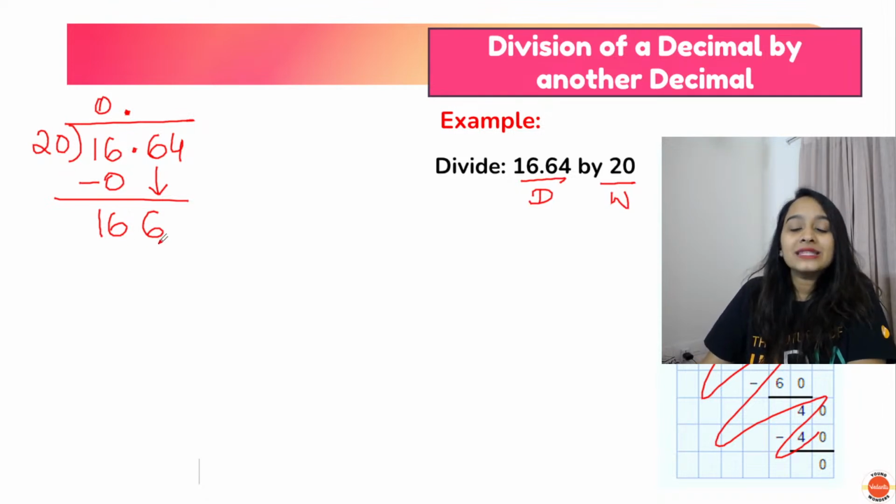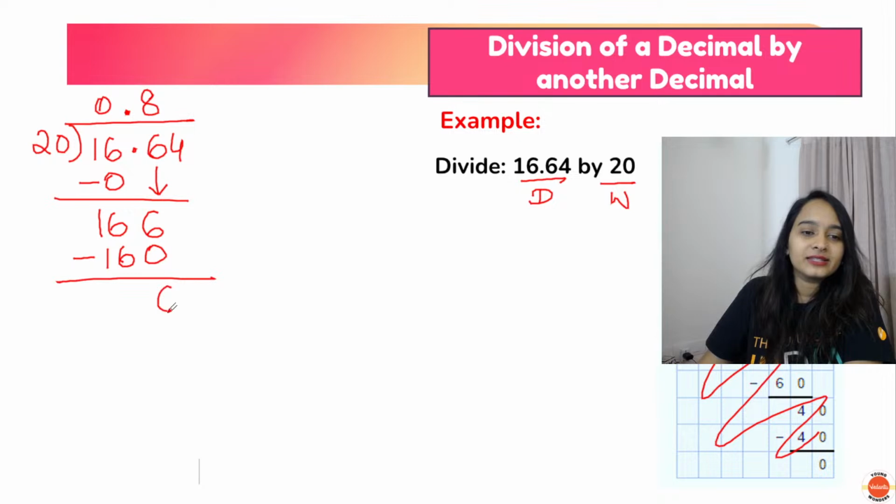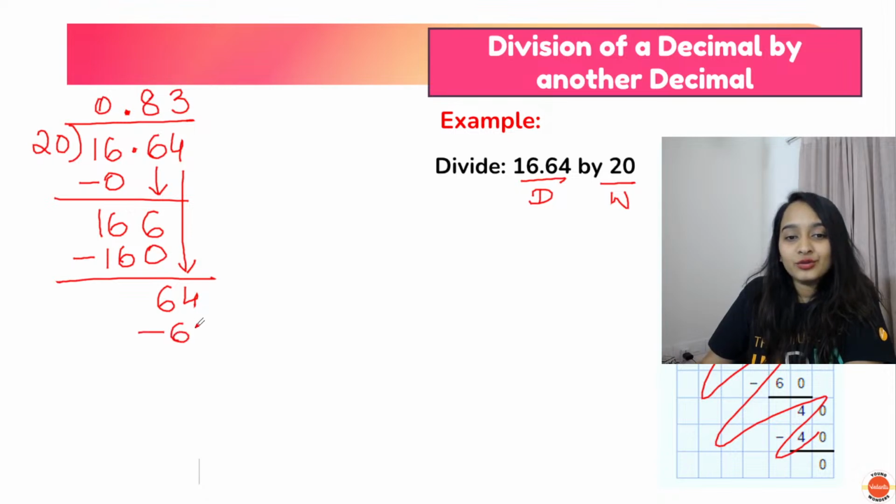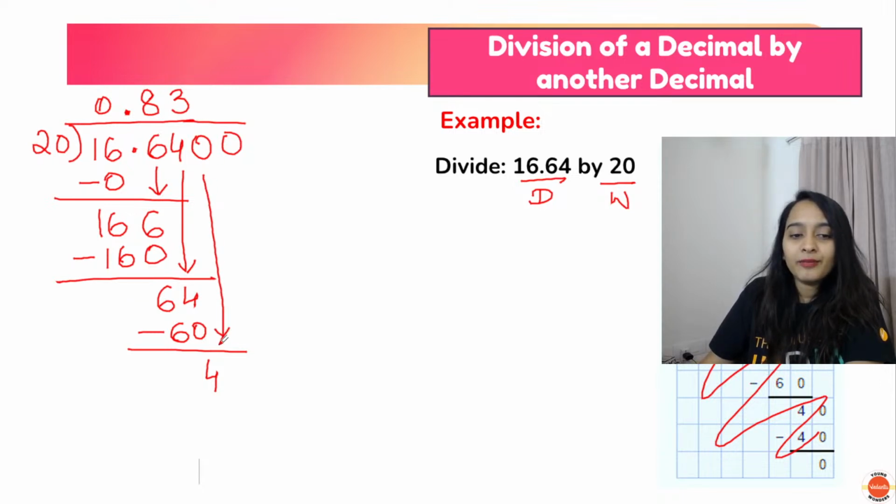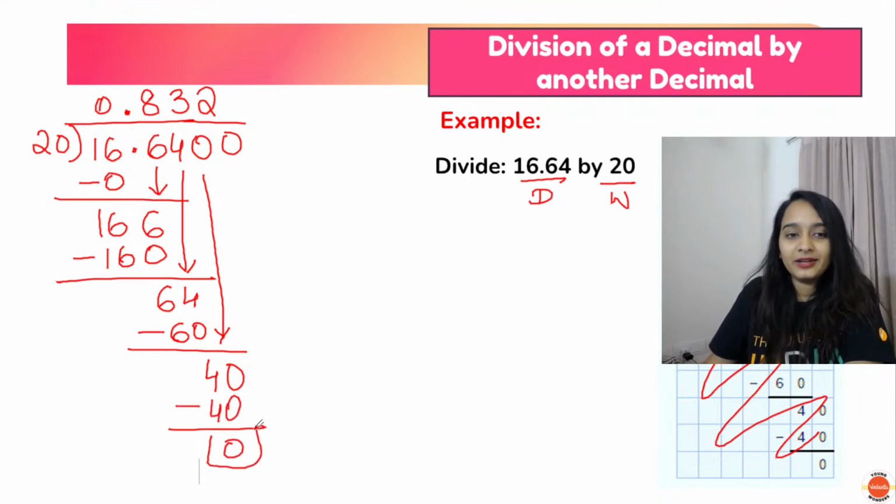Okay, so 160. 20 into 8 will give you 160. Actually, this was right. Anyways, 6, and you're bringing down your 4. 20 into 3 will give you 60. You're getting 4, so I can still add zeros here, no? So I'll bring down my 0. 20 into 2 will give you 40, leaving the remainder 0.